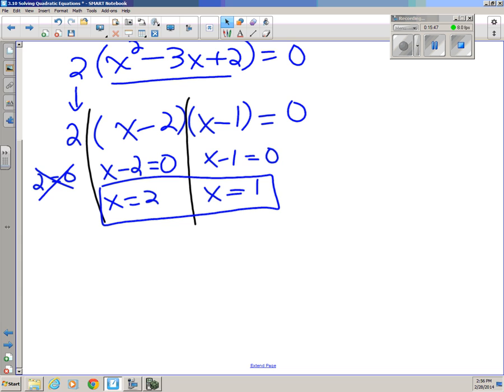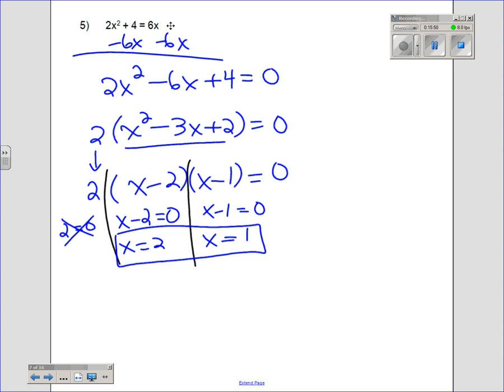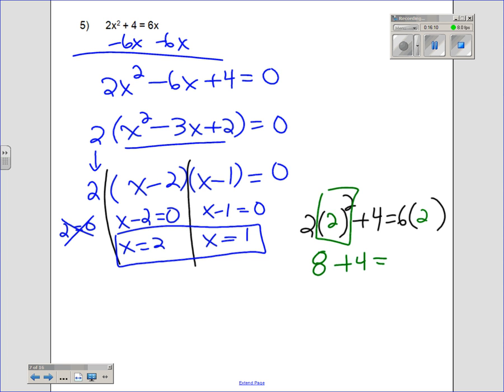So there are still 2 solutions, and the solutions happen to be positive 2, positive 1. Again, if I do some plugging in, I could take my original equation, 2x squared plus 4 equal to 6x. Well, the first value we found was 2. Exponents come first. 2 squared is 4. 4 times 2 is 8. 8 plus 4 does in fact equal 6 times 2. 12 equals 12.